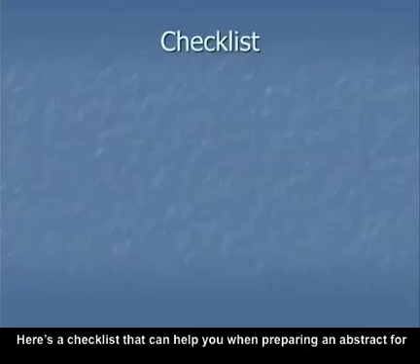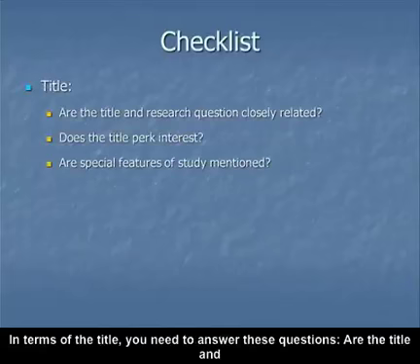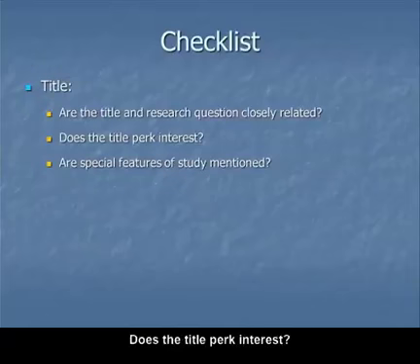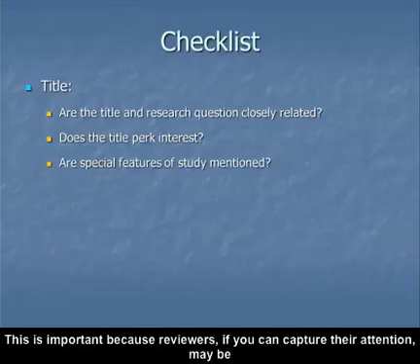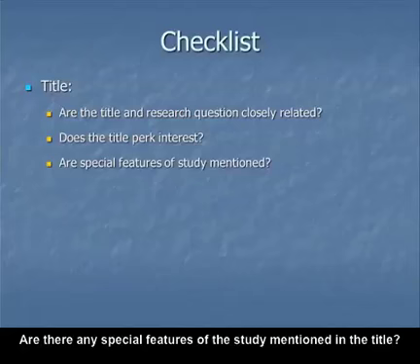Here's a checklist that can help you when preparing an abstract for publication. In terms of the title, you need to answer these questions. Are the title and research question closely related? Does the title perk interest? This is important because if you can capture reviewers' attention, they may be more likely to read your abstract in greater detail. Are there any special features of the study mentioned in the title?